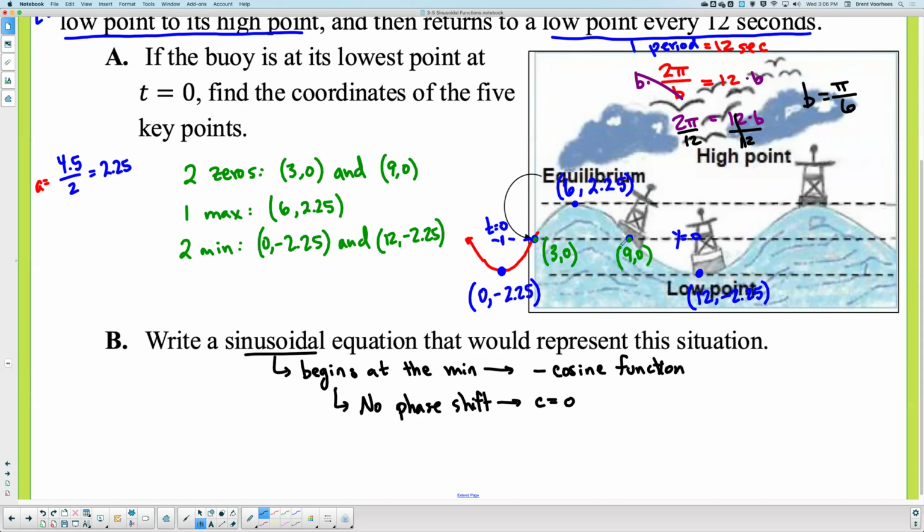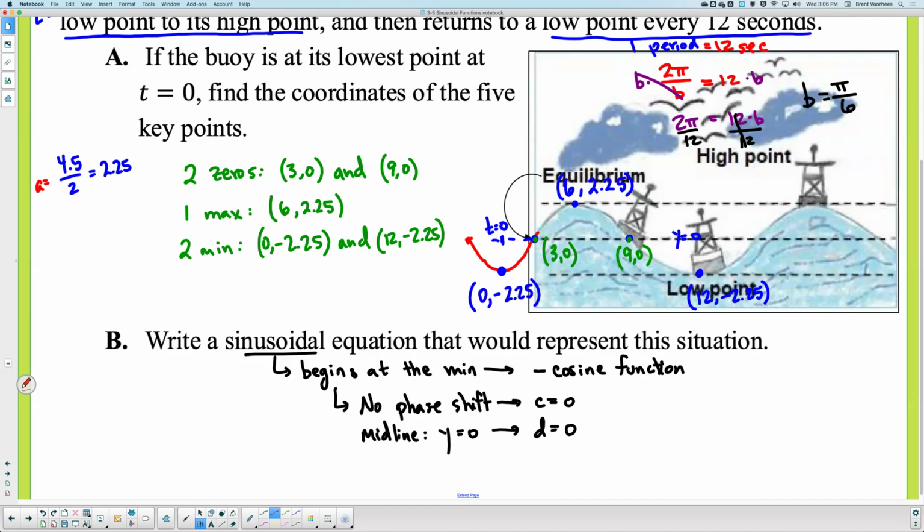And then we said the midline. We just picked 0, like let's just say sea level is 0. And we'll say that midline is going to be y equals 0. Therefore, our d value is going to be 0. What does that mean for my function then?